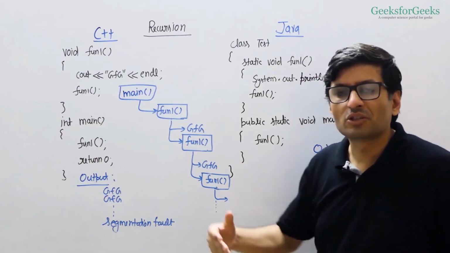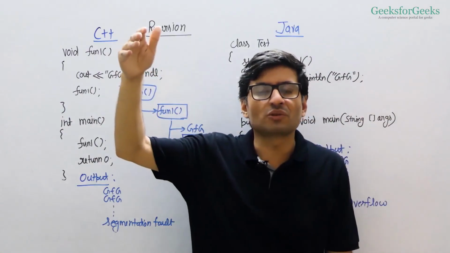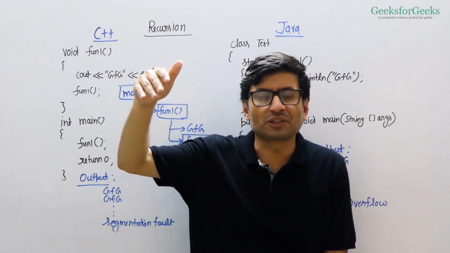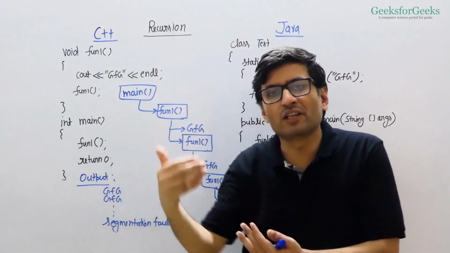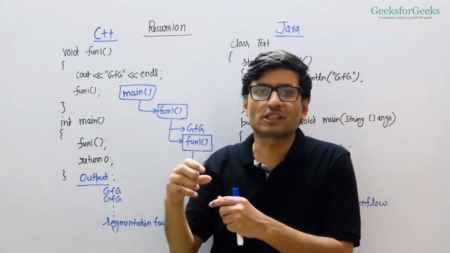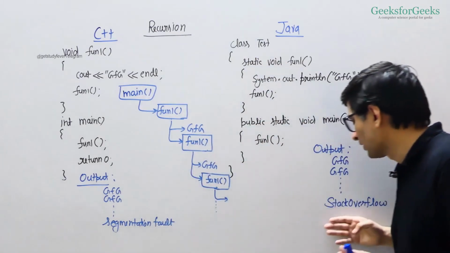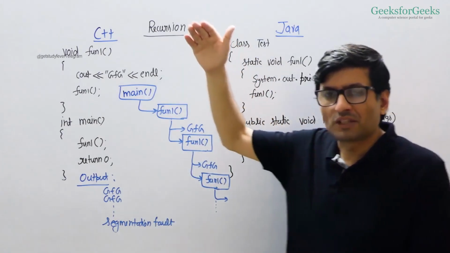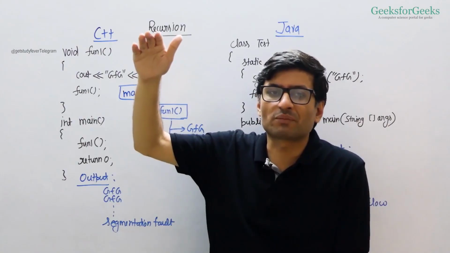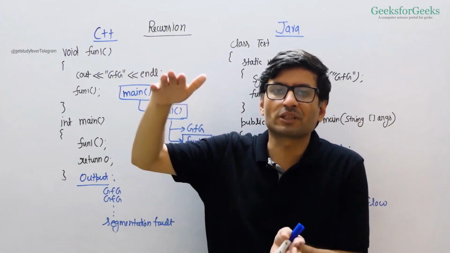The reason is you have made so many function calls waiting to finish their execution, and internally compilers use stack frames to store the function data. That's why we are getting a stack overflow error. After some function calls, the stack frames, or the memory allocated for the function calls, become full.